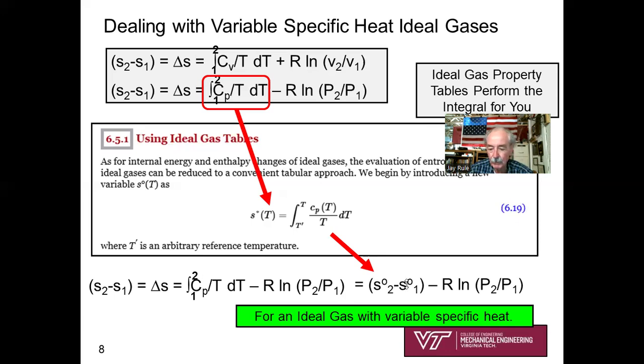S02, S01, these are not just S's, so please see that with your eyes. S2 minus S1 is not the same as S02 minus S01. You've got an extra trailing term here that's just pure calculator work, but it's an extra trailing term. All right, let's move ahead. So let's drive towards how do we get S2 minus S1 for an ideal gas with variable specific heat?